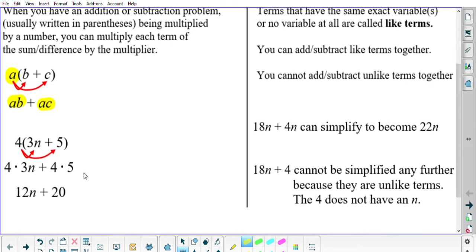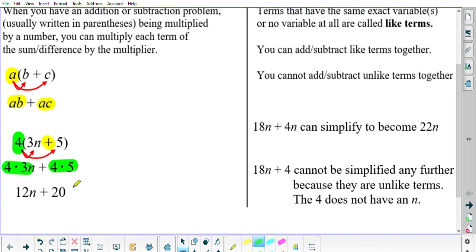Now, looking at something a little bit more practical with numbers and variables mixed together, here we have 4. And the 4 is the multiplier. I know that it's the multiplier because it's right next to the parentheses with nothing in between. And there is addition inside of the parentheses. So what you can do is take the 4 times the 3n and the 4 times the 5, and that would give you 12n and 20. Notice the addition stays in between.